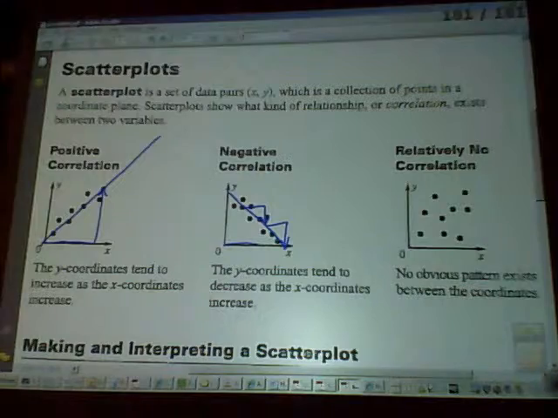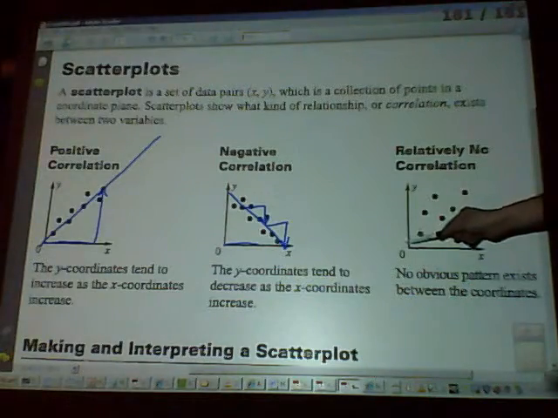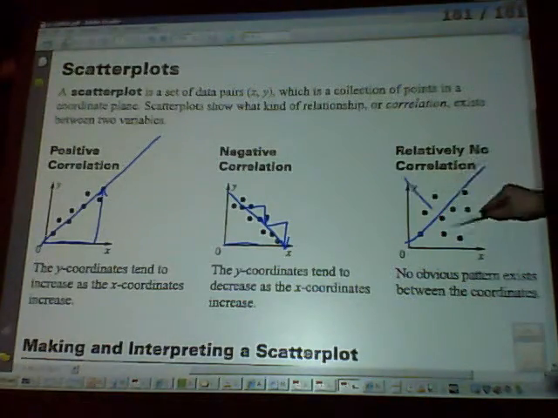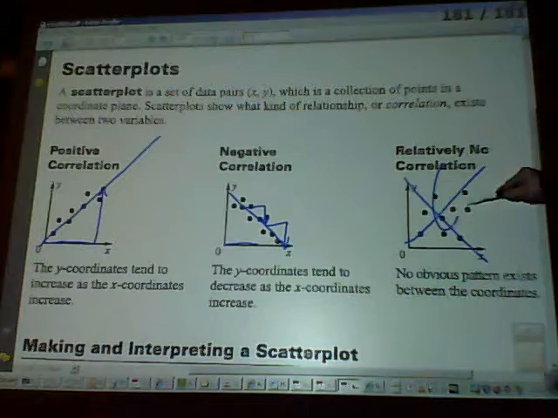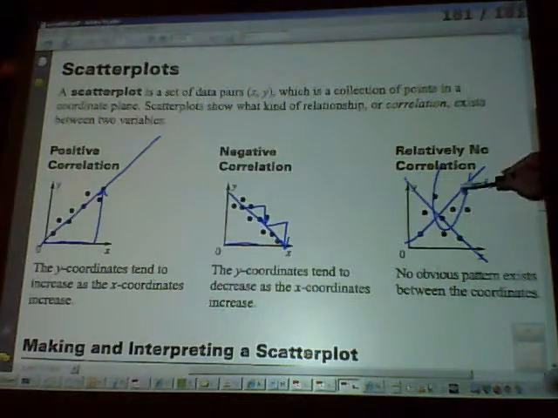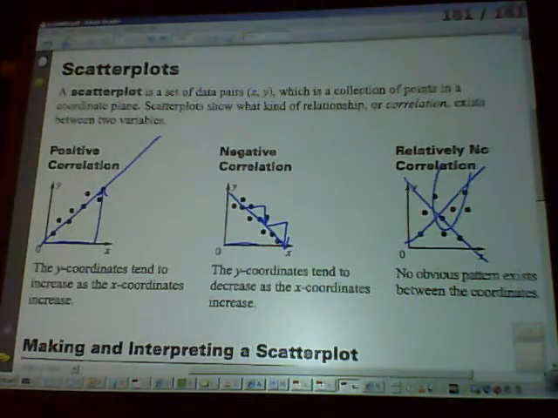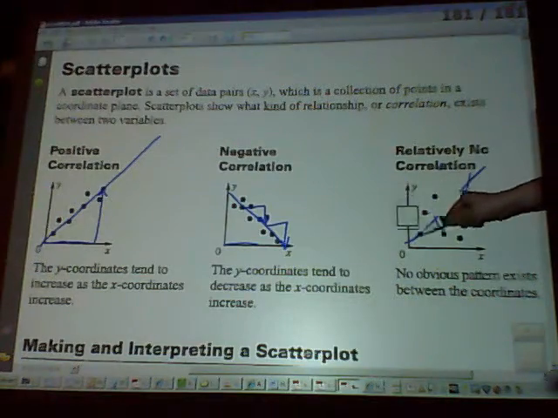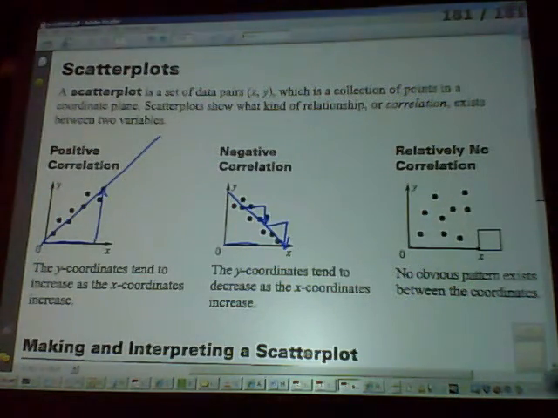No correlation, or relatively no correlation, is when it doesn't really look like there's an obvious pattern that fits through them, okay? Is it this line that goes through them? Is it this line? Is it some kind of U-shaped line? I really don't know. In this case, it's really not identifiable just by looking at it. There's not a general pattern that we see. It's just kind of a splotch, just random on there.